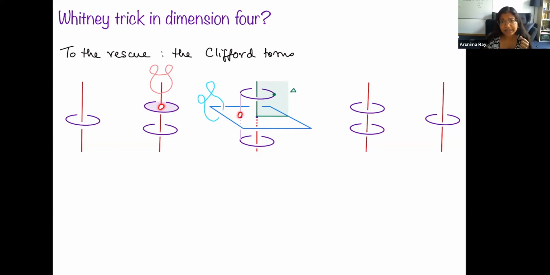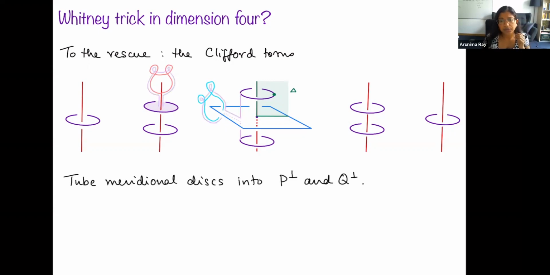So I don't quite like that. I want my capped surface to lie in the complement of P and Q, because that's where I want to apply my disk embedding theorem. So what I do is for each of those points of intersection, I tube into these P perps and Q perps that I had to help me. So you can see here was that point of intersection in the middle. I just take a connected sum of that disk with a little push off of that P perp.